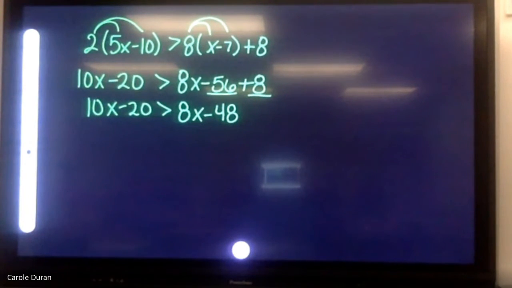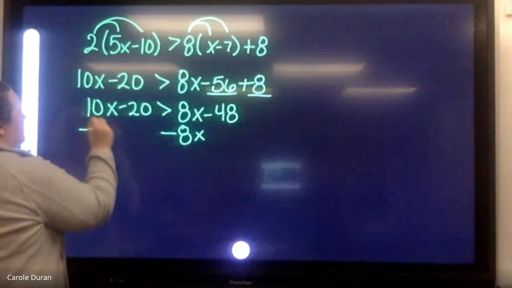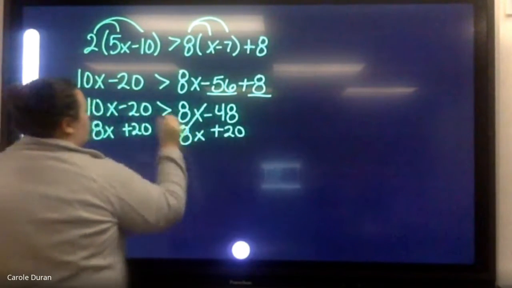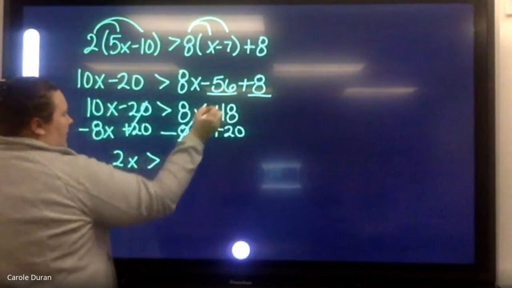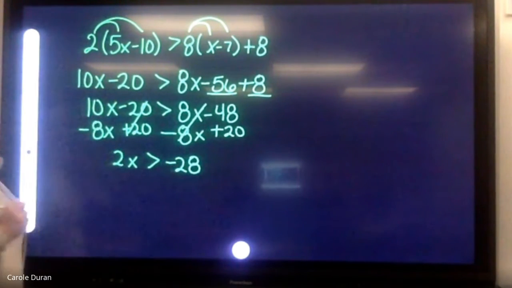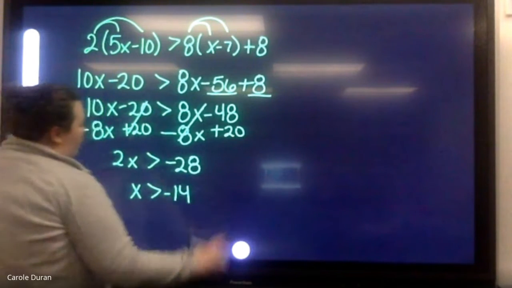Now I simplify across the inequality sign, just like I would an equal sign. I'm going to subtract 8x over, and add 20 over. 10x minus 8x is 2x. Negative 48 plus 20 is negative 28. Divide each side by 2. Since I'm dividing by a positive 2, my sign stays the same, and I get x is greater than negative 14.